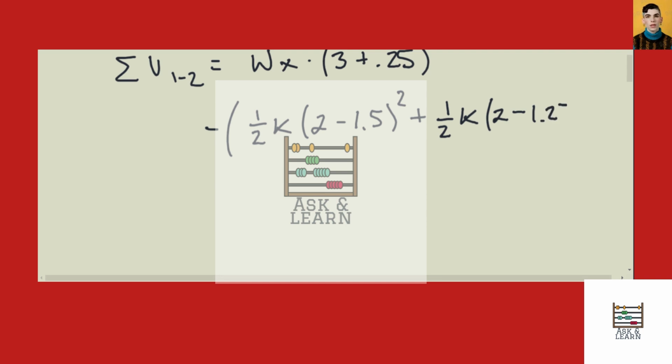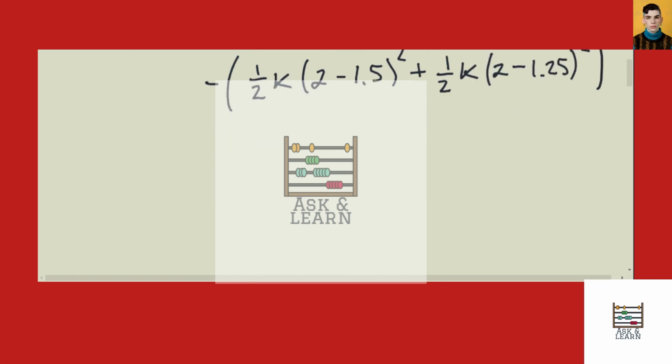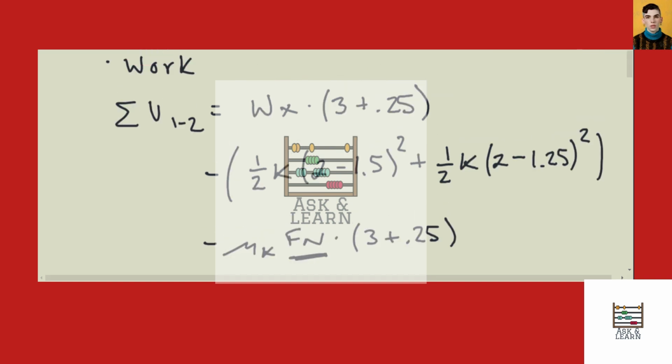1.25. That's squared. Okay, now the force due to friction is in the opposite direction of the motion as well. So that's minus mu k Fn times the distance, which is the same as the block. So it travels 3 feet plus the length of the when the spring is compressed further, which is 3 plus 0.25. So what we don't know is Fn and the weight in the x direction.